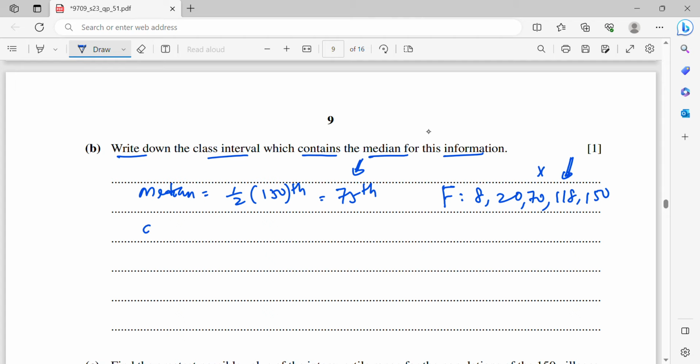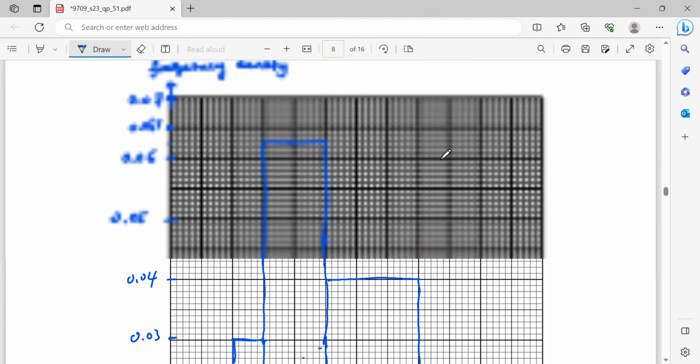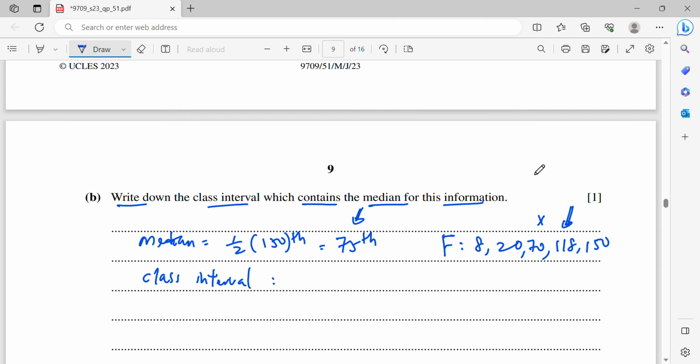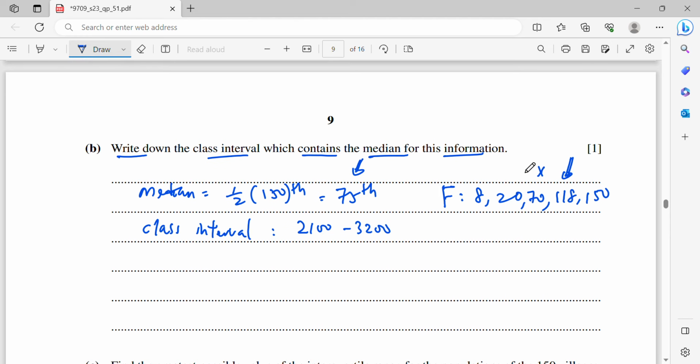Therefore, the class interval equals the fourth class. So the fourth class, 1, 2, 3, 4, which is 2100 to 3200. That's the class interval that contains the median.